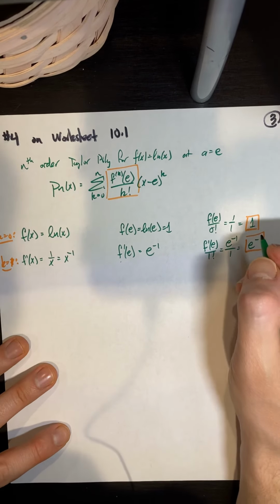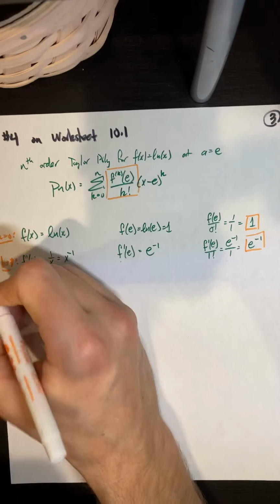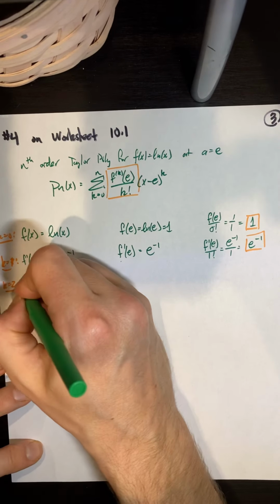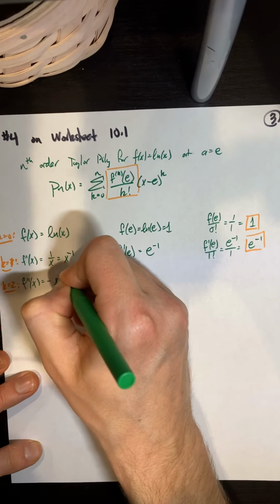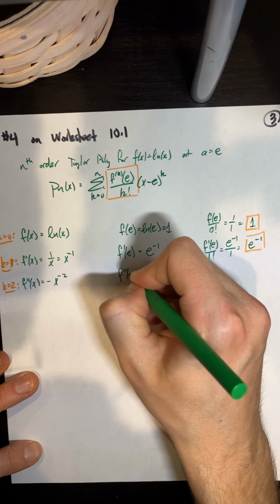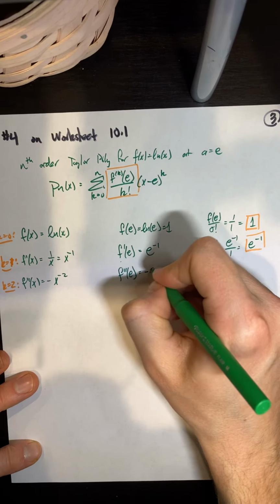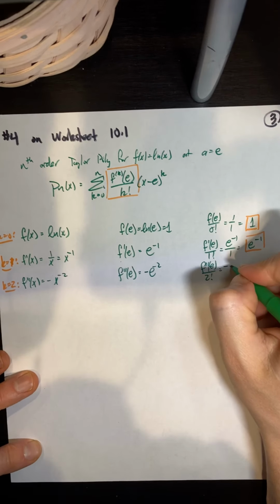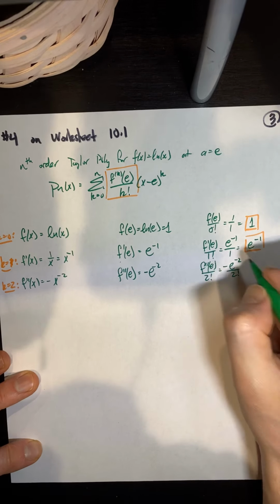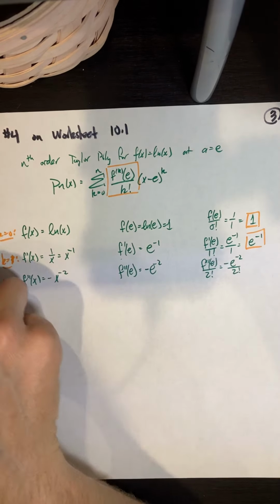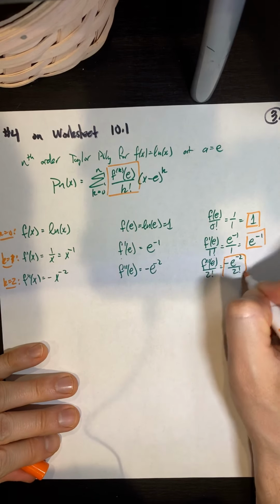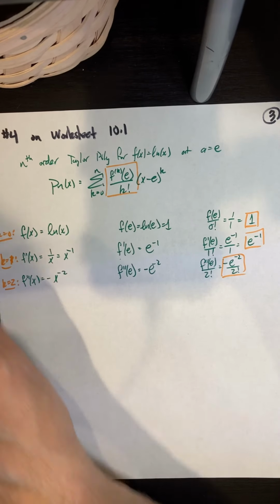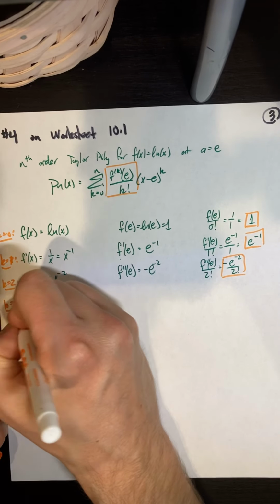Okay, continuing on. K equals 2, so put that in orange, be consistent here. So k equals 2, f double prime of x would be negative x to the negative 2. So f double prime of e is negative e to the negative 2. And so f double prime of e over 2 factorial would be negative e to the negative 2 over 2 factorial. Okay, I'm just going to leave it like that. I know 2 factorial is 2, but I'm going to leave it like this. Continuing on.